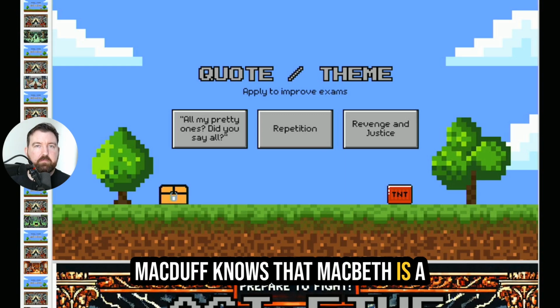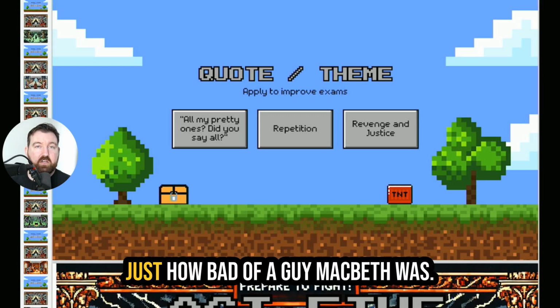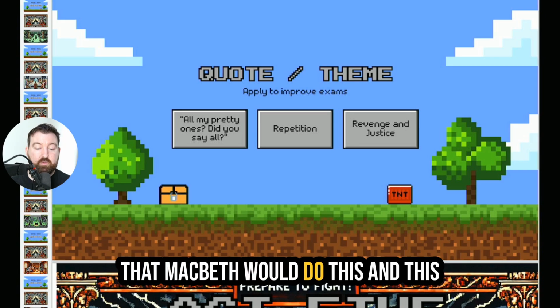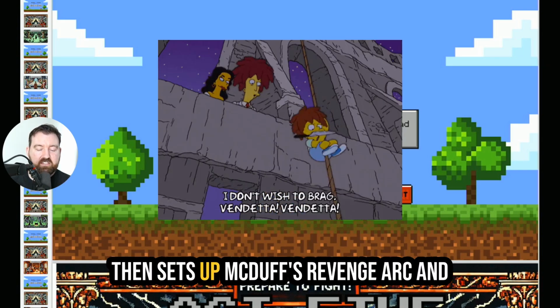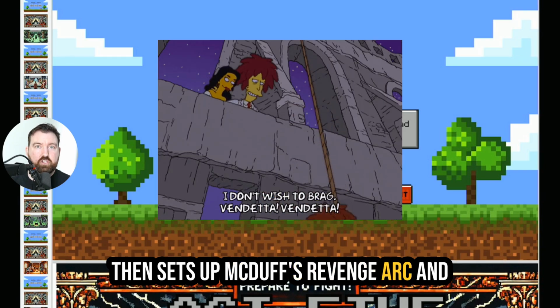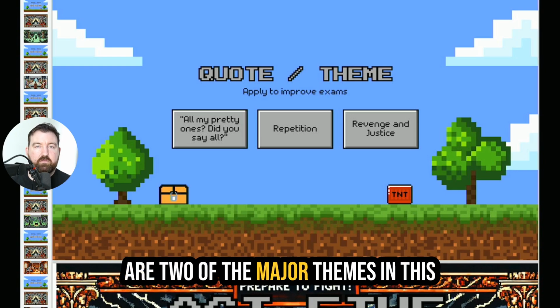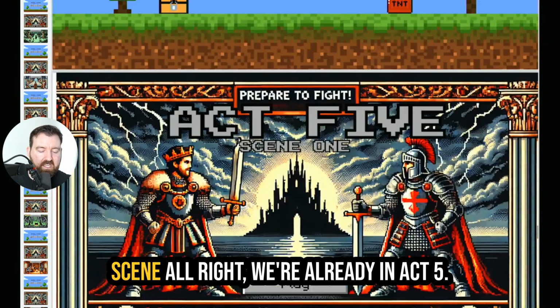Macduff knows that Macbeth is a bad guy, but I don't think he realised just how bad a guy Macbeth was. And so this kind of blows his mind. He cannot believe that Macbeth would do this. And this then sets up Macduff's revenge arc, and he's going to now seek justice. So those are two of the major themes in this scene.